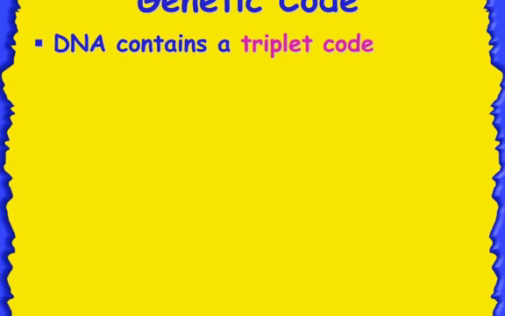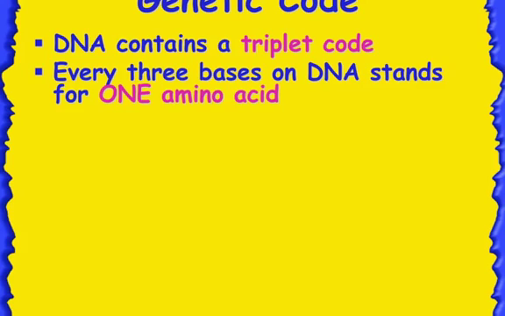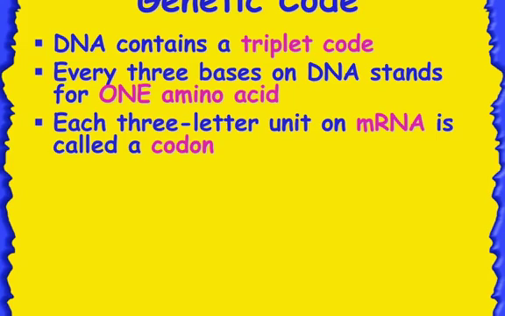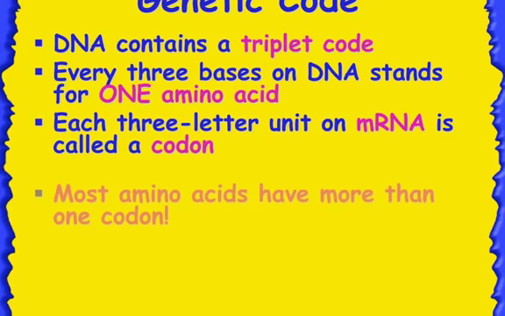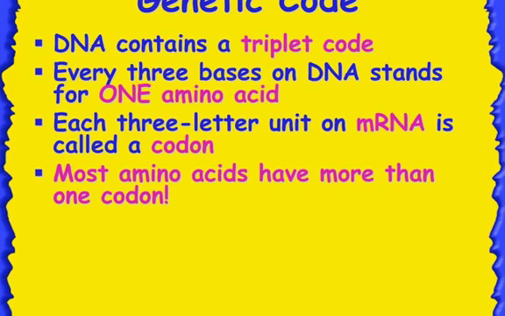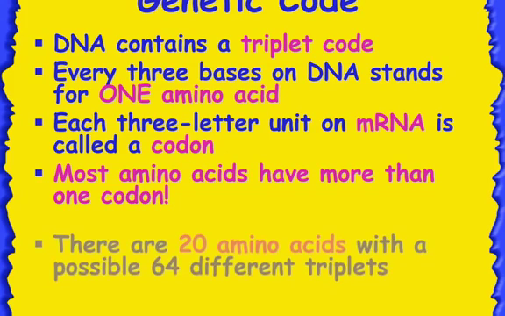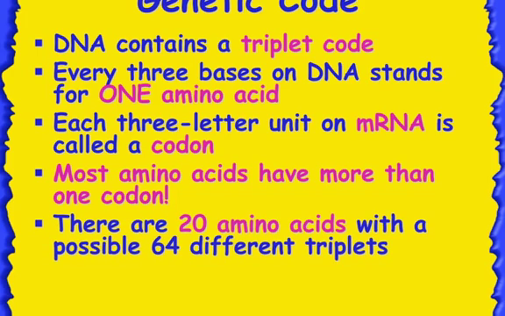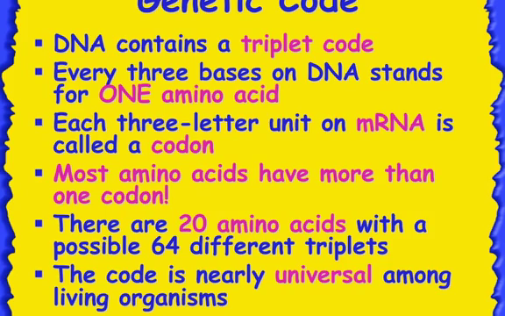DNA contains a triplet code. Every 3 bases on a DNA strand codes for 1 amino acid. Each 3-letter unit on messenger RNA is called a codon. It's very important that you get all of this vocabulary straight when we're going to make a protein. Most amino acids have more than 1 codon, which we saw in the wheel. Once again, there are 20 amino acids with a possible 64 different triplets. And the code is nearly universal among all living organisms.